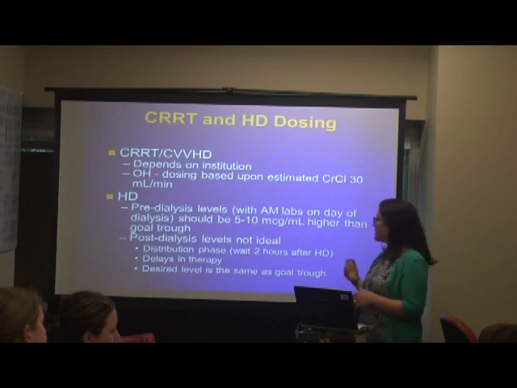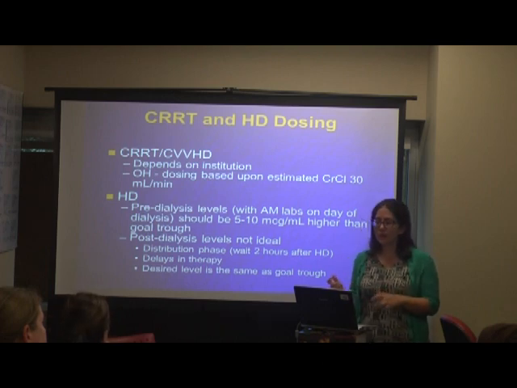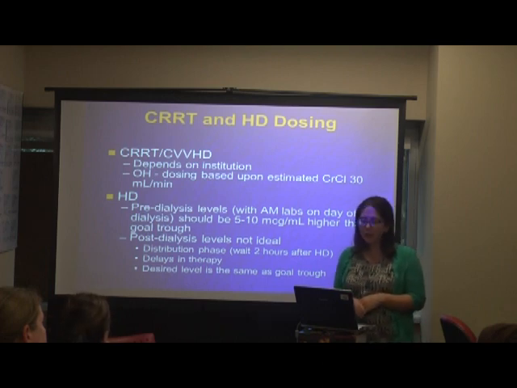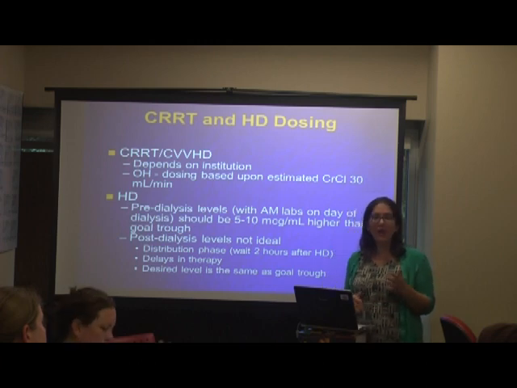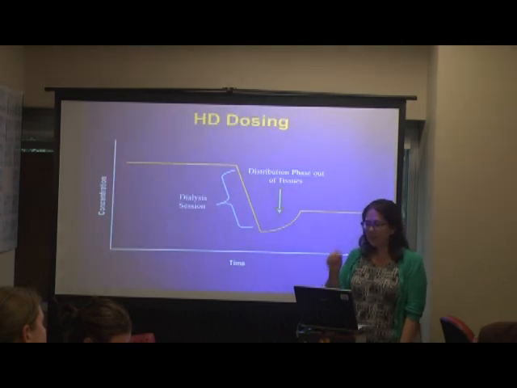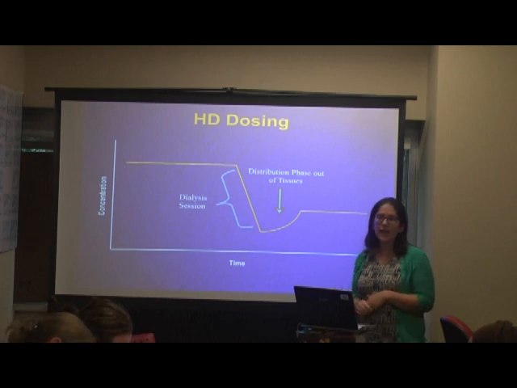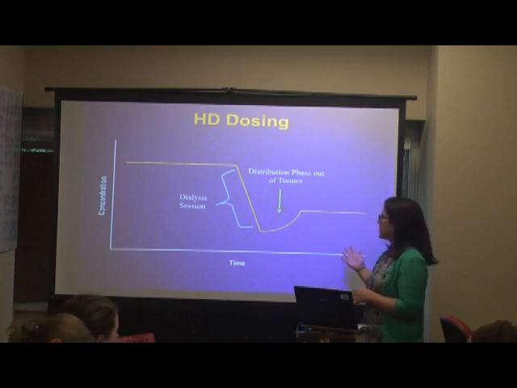In general, they're 5 to 10 micrograms per milliliter higher than the goal troughs if we were doing them after dialysis. However, if you do have a patient that they order a trough after dialysis, we want to use the same goal troughs that we do for a patient who's not on dialysis. And as I mentioned, there are some drawbacks to getting levels after dialysis, and this graph kind of explains why.